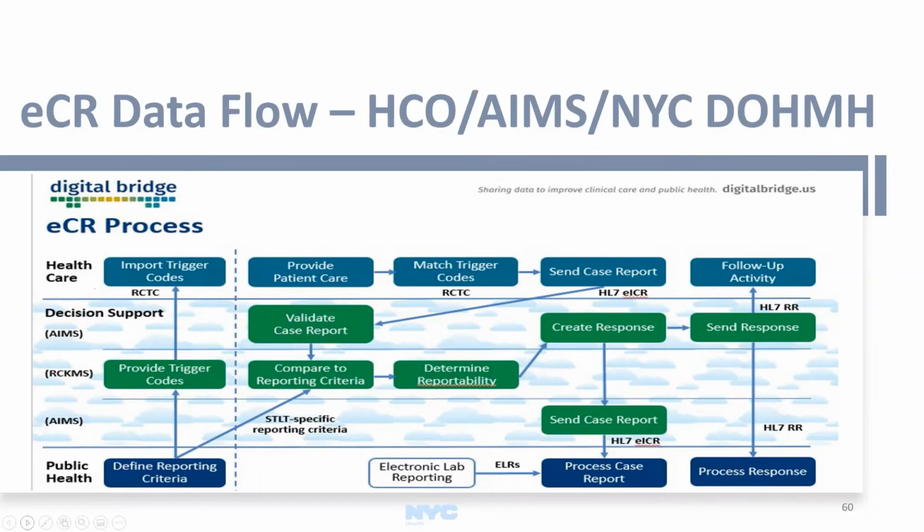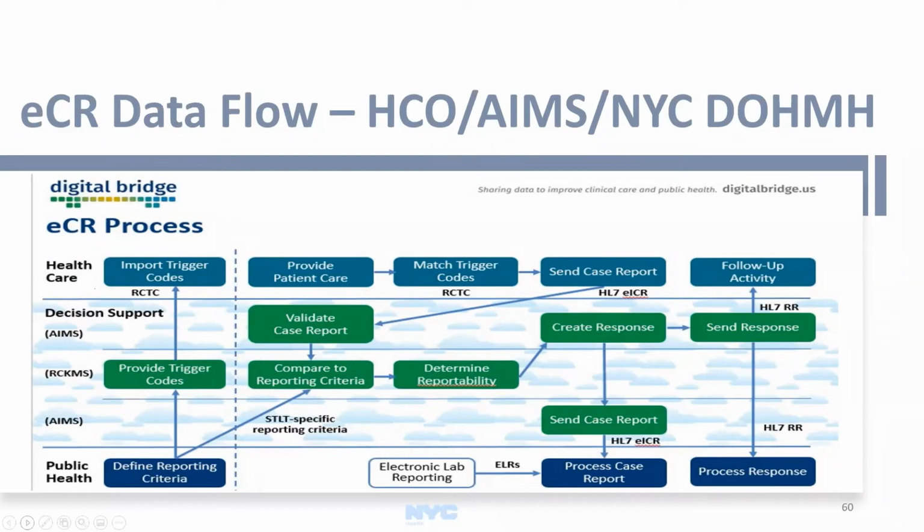So the reportability response acts as an acknowledgement that the reporting was carried out correctly and a case report was triggered. It also contains the reportability status of the conditions. And just as a note, electronic case reporting has two reporting standards that differ from the standards used for electronic lab reporting, syndromic or immunization reporting, which was HL7 2.5.1.